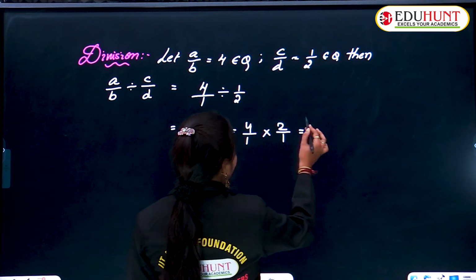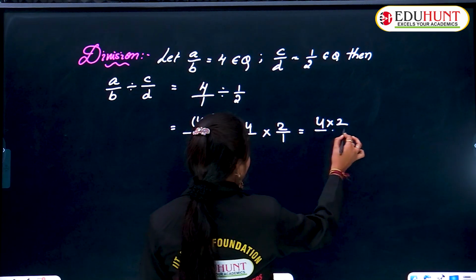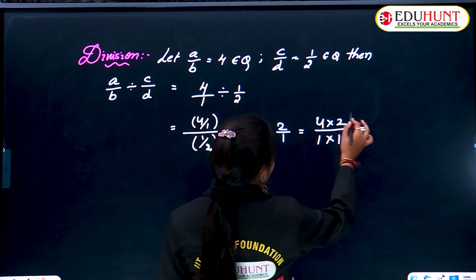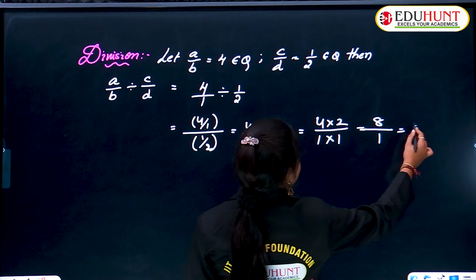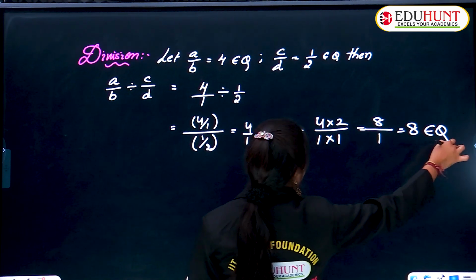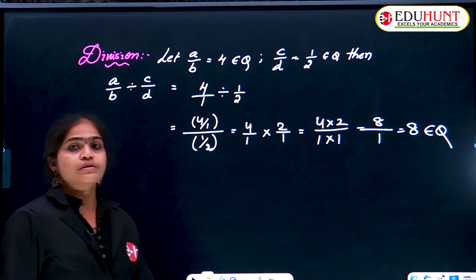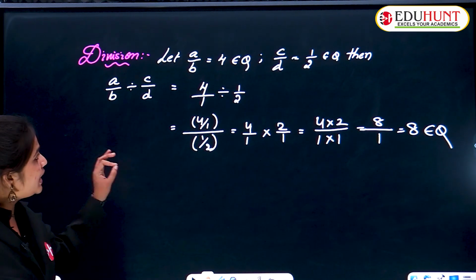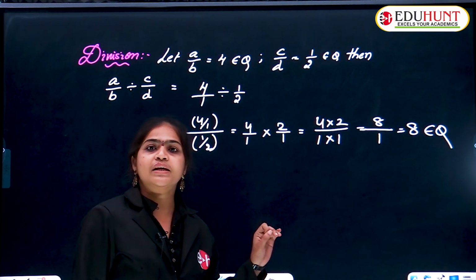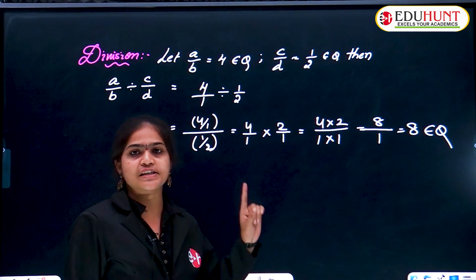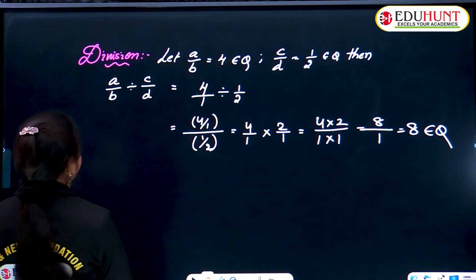Just take the product of numerators and the product of denominators. 4 twos are 8, by 1 into 1 is equal to 1. Again you will get 8 by 1, which means 8 only, and it belongs to rational numbers. So see here, ma, if the denominator is not equal to 0, then only this satisfies. Okay, see that.